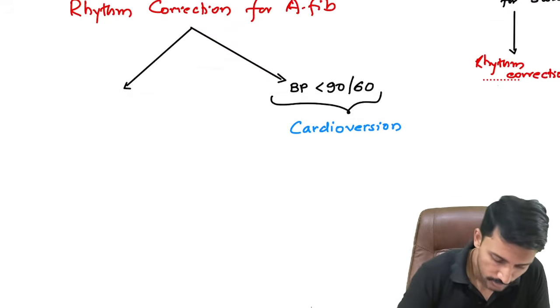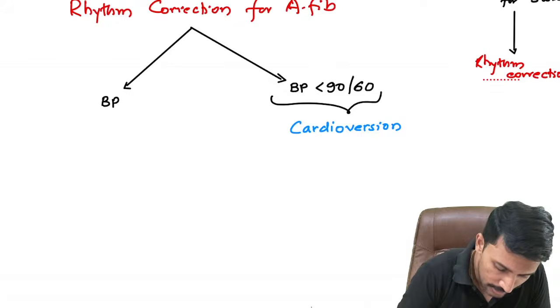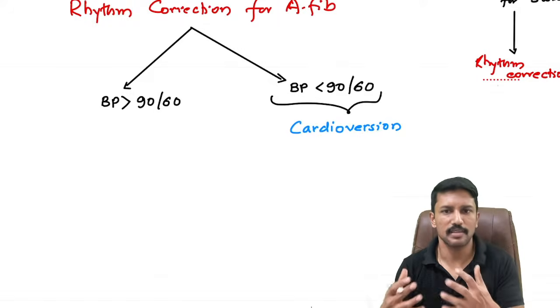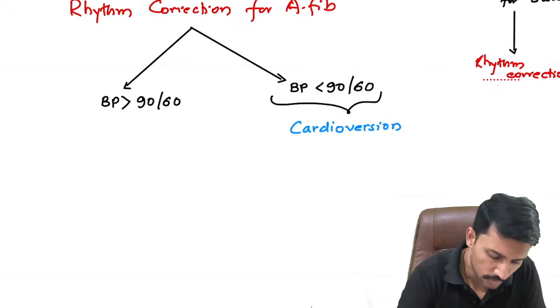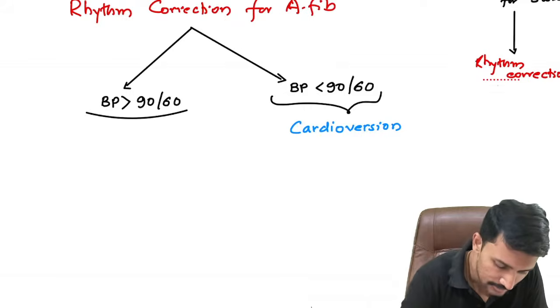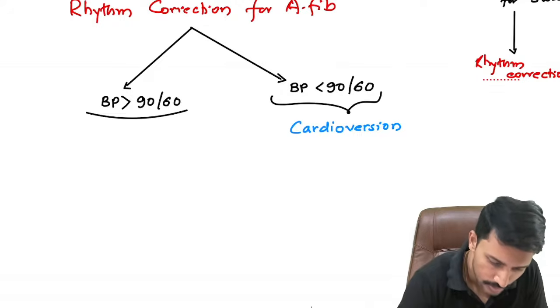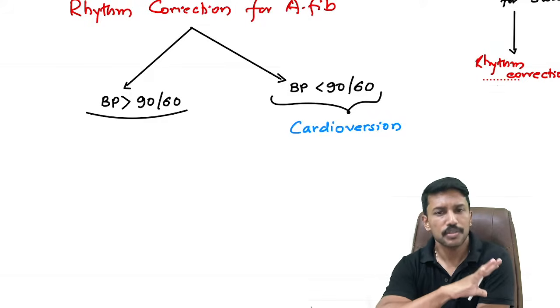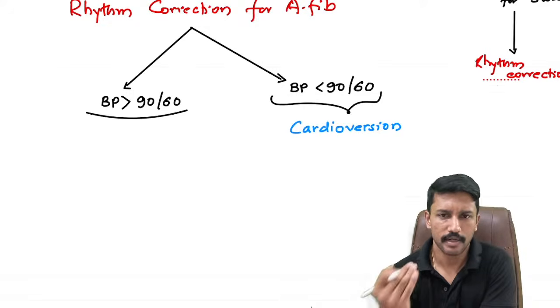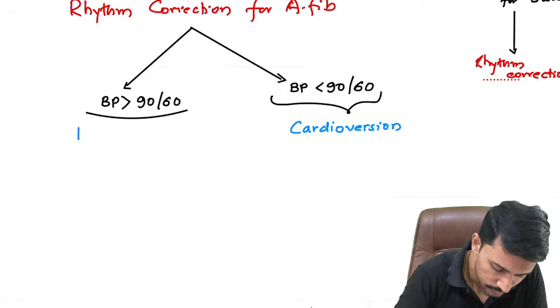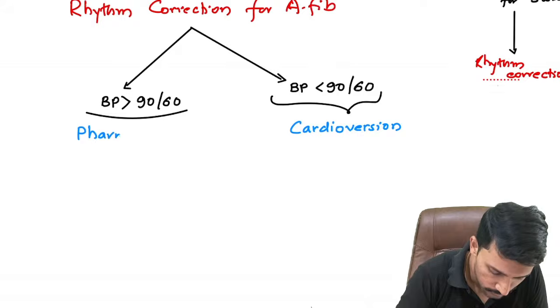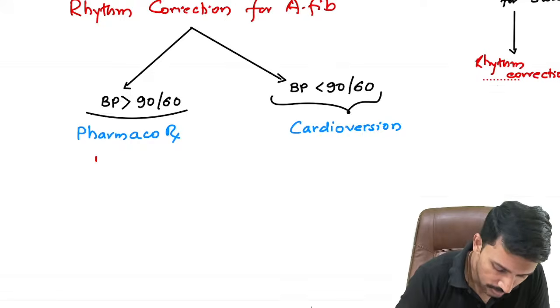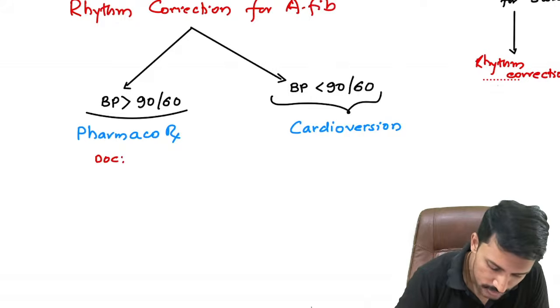And if BP is more than 90/60, that means the patient is hemodynamically stable. I will not jump to the cardioversion. What will I do in that case? My approach is going to be pharmacotherapy, because vagal maneuvers generally do not help atrial fibrillation. Currently, the drug of choice is amiodarone.